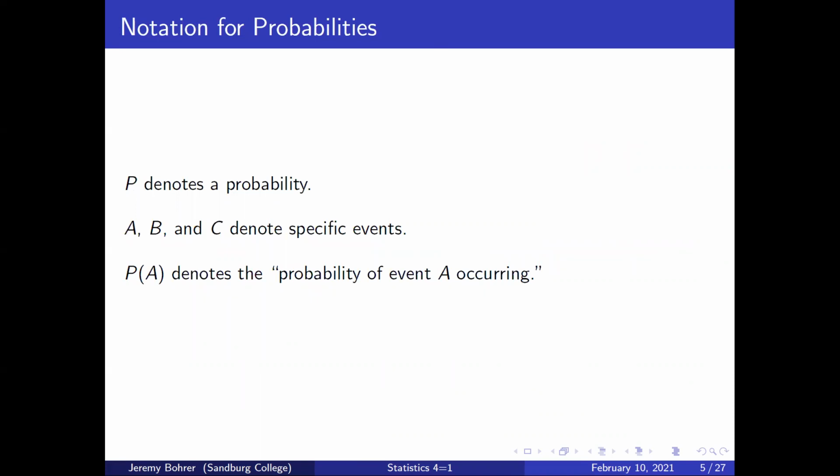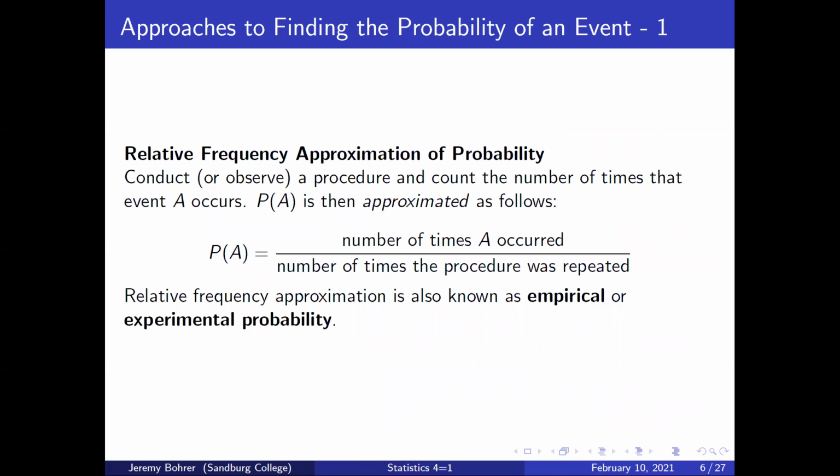Notation for probabilities. P denotes a probability, A, B, and C denote specific events, and P(A) denotes the probability of event A occurring. The relative frequency approximation of probability: conduct or observe a procedure and count the number of times that event A occurs. P(A) is then approximated as follows. P(A) equals the number of times A occurred divided by the number of times the procedure was repeated. Relative frequency approximation is also known as empirical or experimental probability.